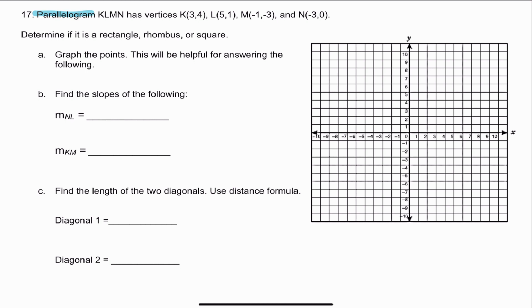Okay? First thing, graph the points. So we know that K is 3, 4. So 3, 4. L is 5, 1. So here's K. You need to make sure that you are labeling your points with these letters that they are giving you. So K, this is L, -1, -3. That is M. And then the last one is -3, 0.